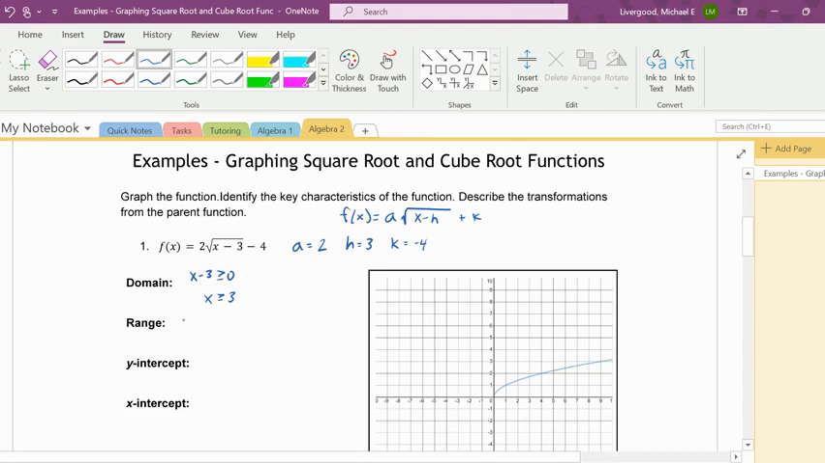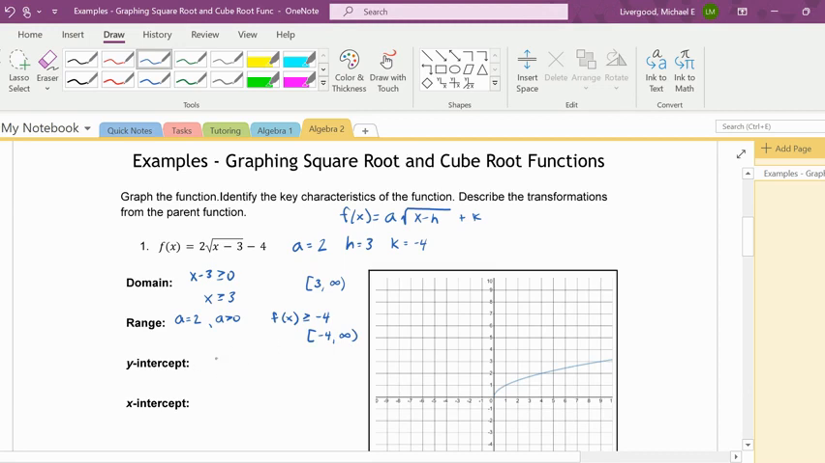The range, though, that's a little more straightforward, I guess. The a value is 2, and so that means that because a is greater than 0, this graph is going to be increasing as we move to the right. And so then our y values are going to be greater than or equal to the k value, negative 4. So range, that's the y values. They are greater than or equal to negative 4. And so if you wanted to write that in interval notation, we would say negative 4 to infinity. And the domain we could write this way as well. We'd use a bracket because there's an equal to, from 3 to infinity.